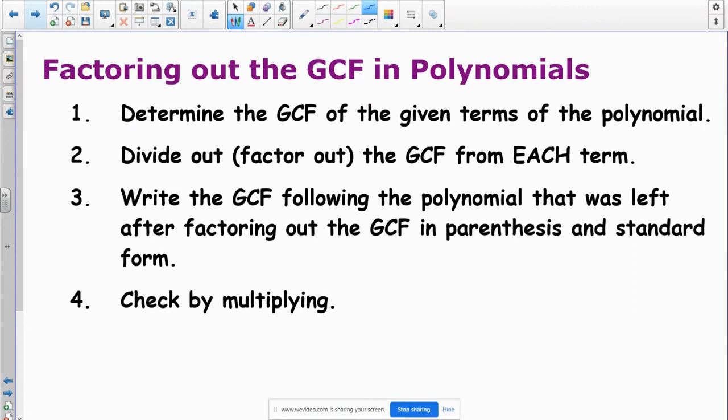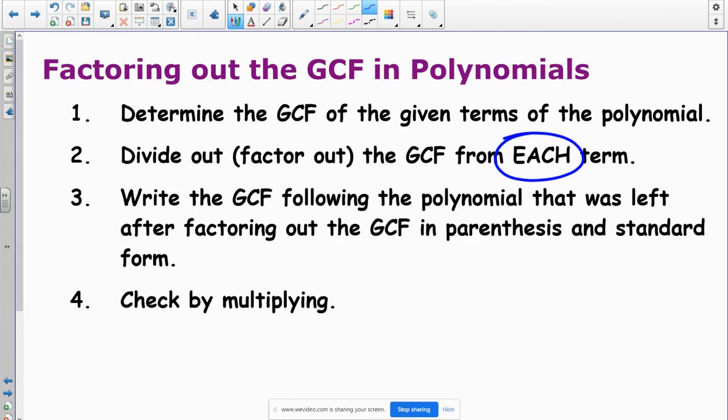If you want to write down these steps, this is how you factor. We just found the greatest common factor, and now we're going to learn how to factor with it. Number 1, determine the greatest common factor, just what I did. Find the greatest common factor of the given terms of the polynomial. Number 2, this is the new stuff. The verb there is divide. So we're going to divide out, known as factoring. Just think about it, we multiplied in the last lesson. Now we're going to work on factoring, which is dividing out the greatest common factor from each term.